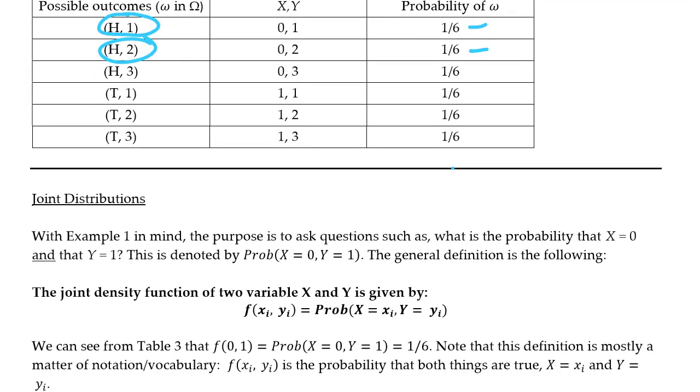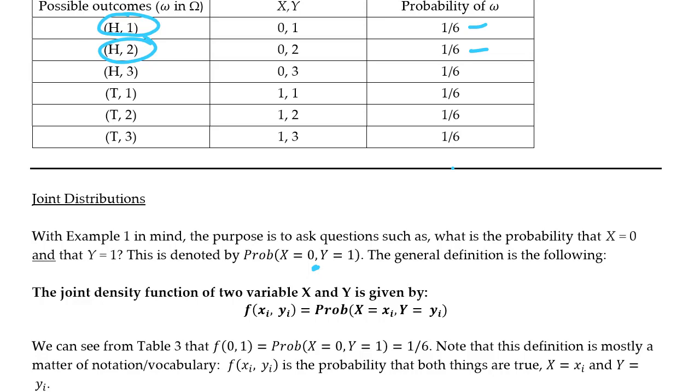The purpose is to ask questions such as, what's the probability that x equals 0 and y equals 1? Which we already modeled above, equals 1/6. But now how do we denote that? We denote that in the following way. Probability x equals 0, comma, y equals 1. This comma here, in this context, means and. Okay, I want both statements to be true, x equals 0 and y equals 1.